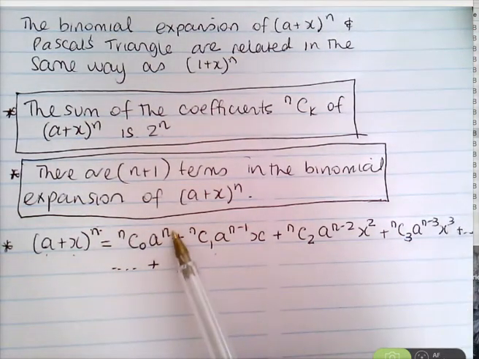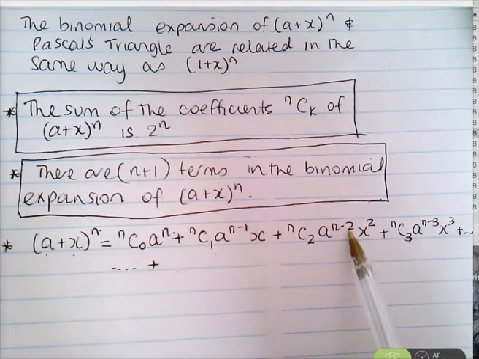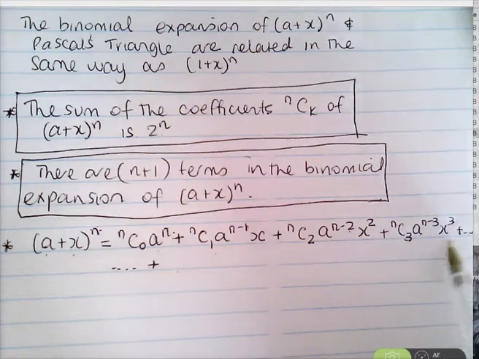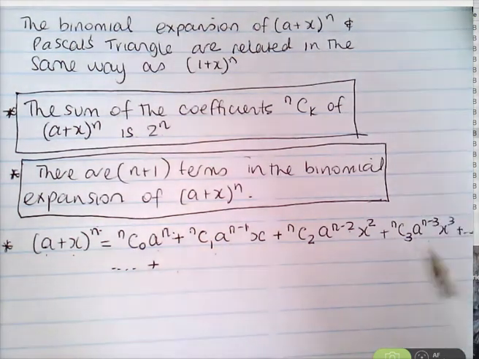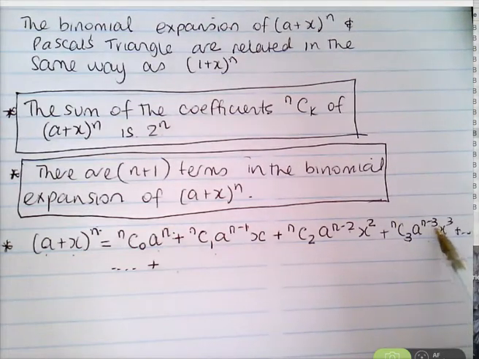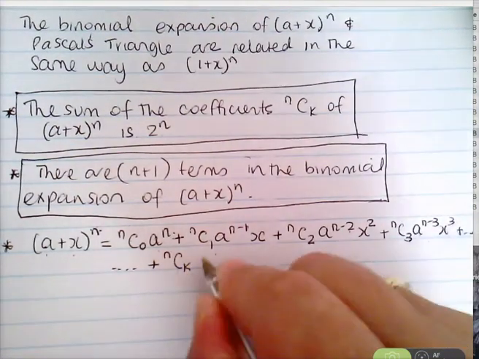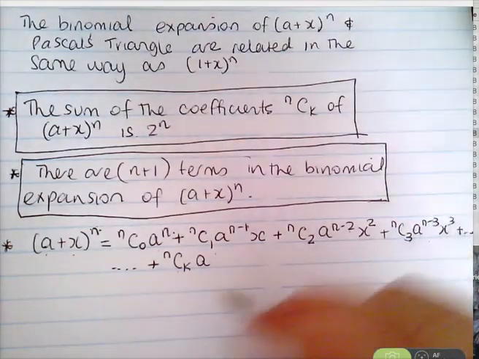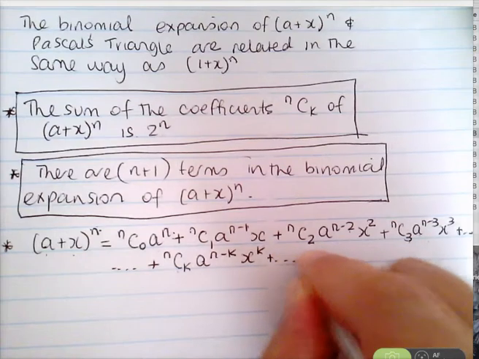Notice we've got the highest power a^n, then we drop down 1 power of a at a time: a^(n-1), a^(n-2), a^(n-3). Notice in the first term there is no power of x, however there is 1 power of x here, x squared, x cubed. So we've got these first 4 terms, so this fourth term is nC3 a^(n-3) x^3. I'll put a general nCk term, so nCk, a to the n minus k, x to the power of k.